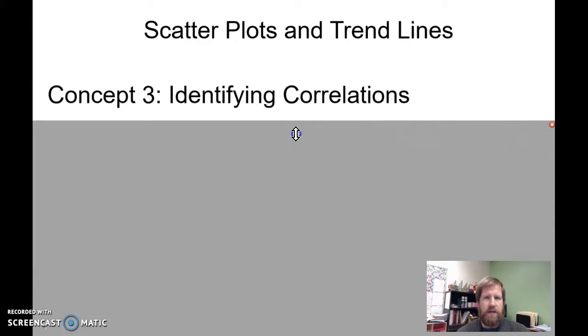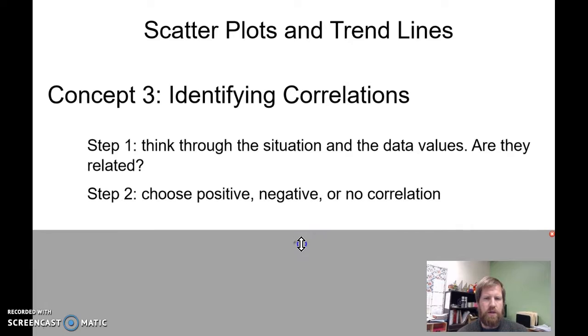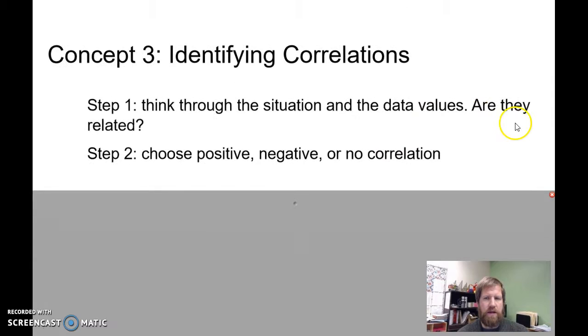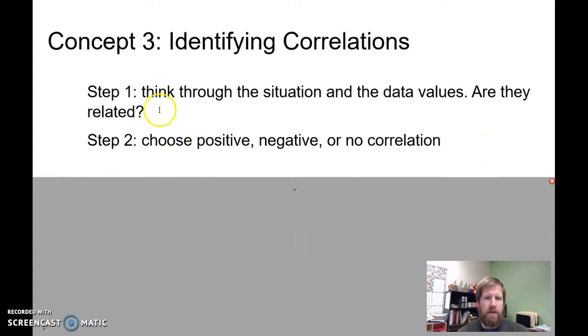Scatter plots and trend lines. Concept 3, identifying correlations. So we talked about this a little bit in the last video about identifying correlations when you just have a situation rather than a graph that you're looking at.